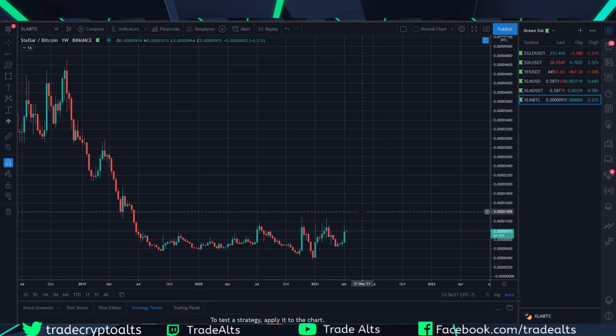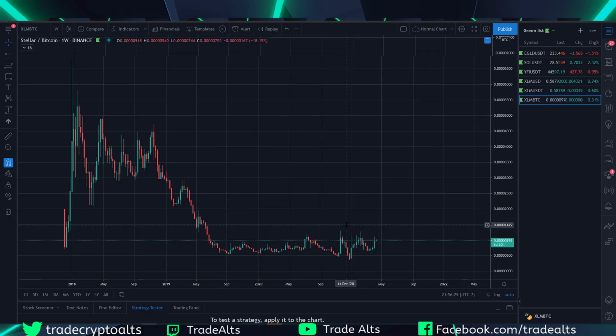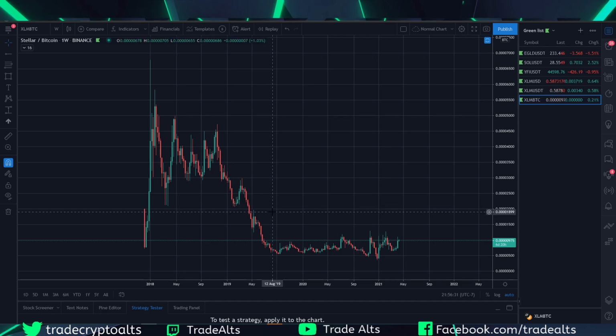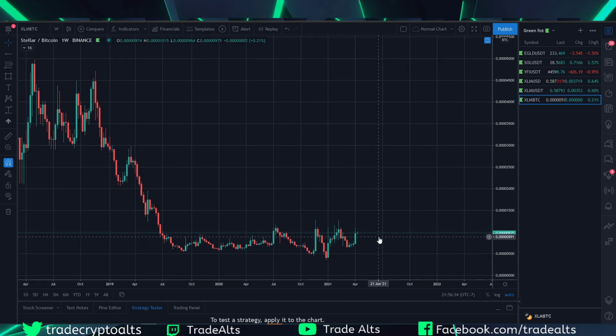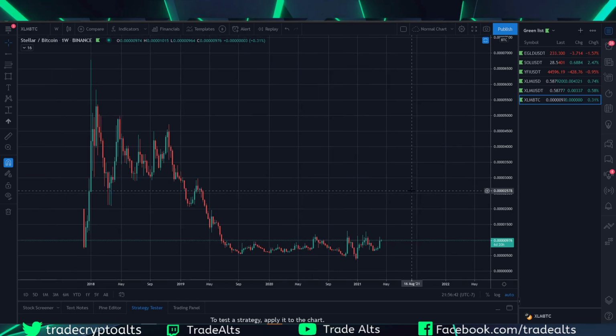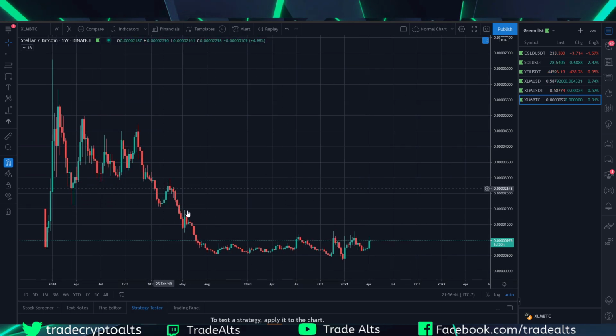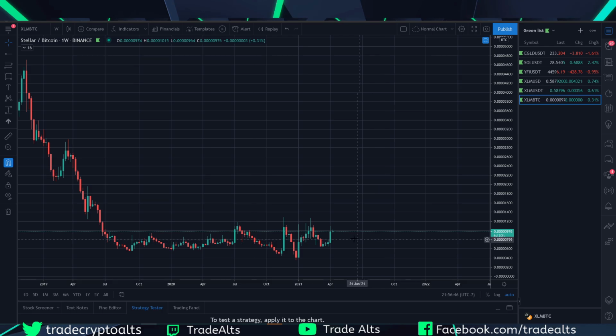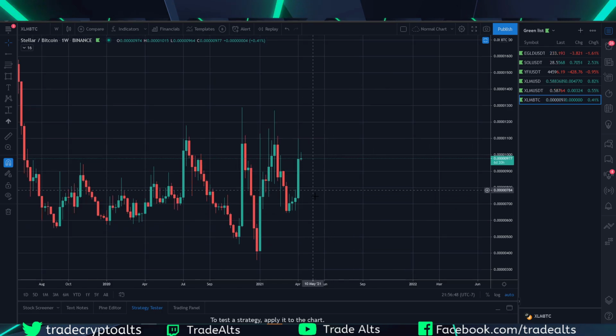So I will give it that. This chart overall looks disgusting, but is it going to bounce? Is Stellar going to put in a legitimate run against Bitcoin? It could. If you actually zoom in, it doesn't look too bad.